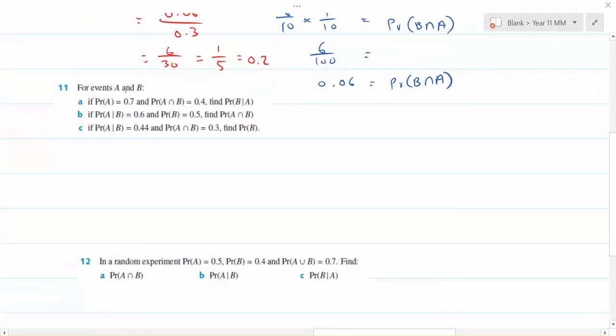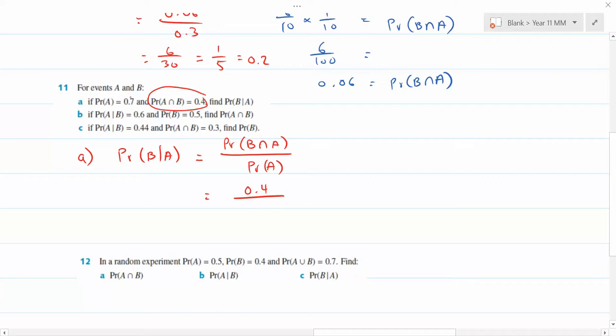So let's have a look. For events A and B, question 11 says, if probability of A equals 0.7 and the intersection is 0.4, find the probability of B given A. I'm going to do the same thing. Probability of B given A is equal to the chances of B and A occurring over whatever happened first. In our case it was A, because it says given that A had occurred. So probability of A. We already know what B intersection A is because they told us. They said it was 0.4. A intersection B or B intersection A is the same thing. So it's 0.4 divided by chances of getting A, 0.7. So your answer's 4 out of 7.